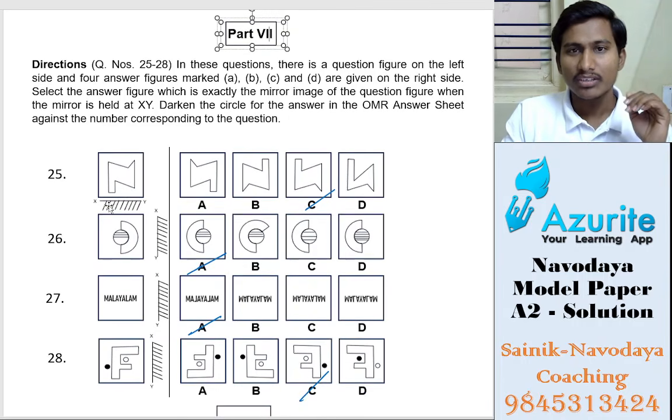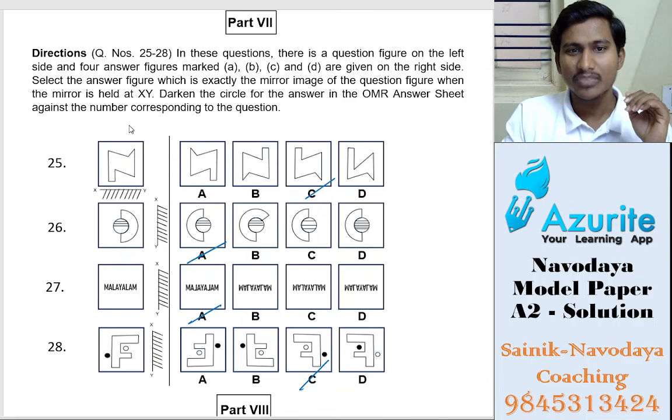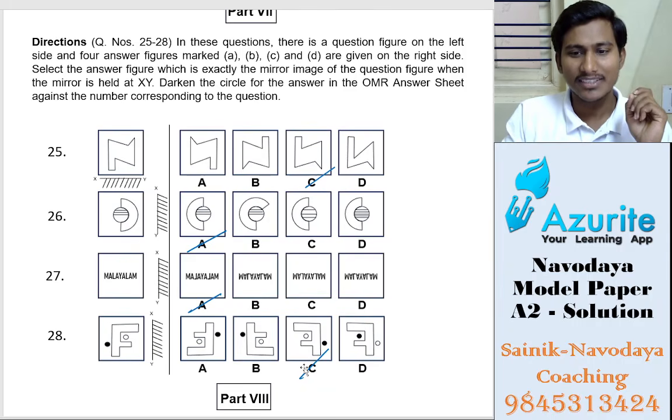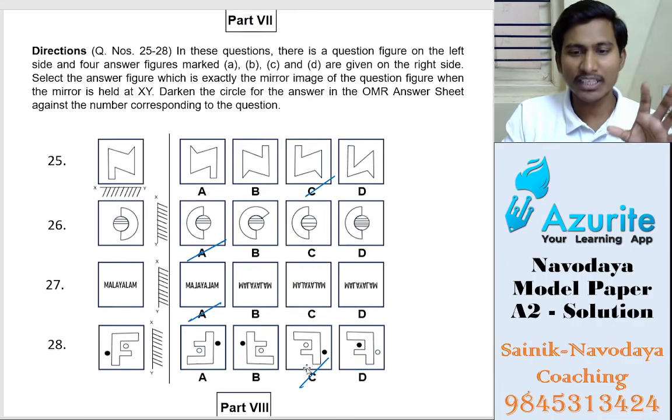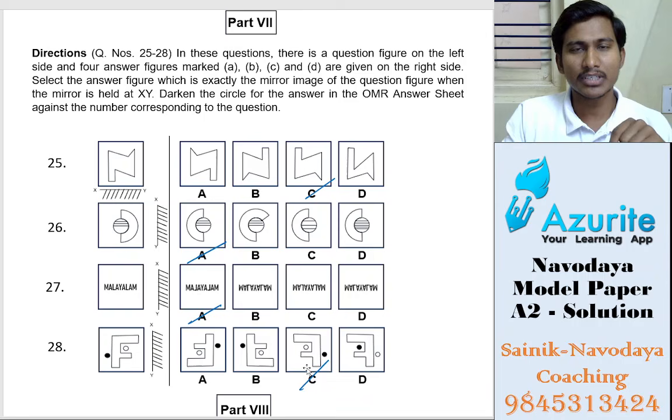Now here, what is the seventh part? You have to find the mirror image, right? So 25th is option C, 26 is A, 27 is A, and then 28 is C. If you have any doubt in any question, you can comment in the comment section. I will explain it.